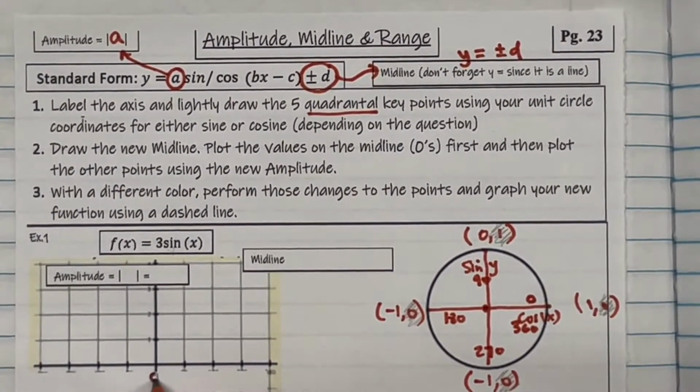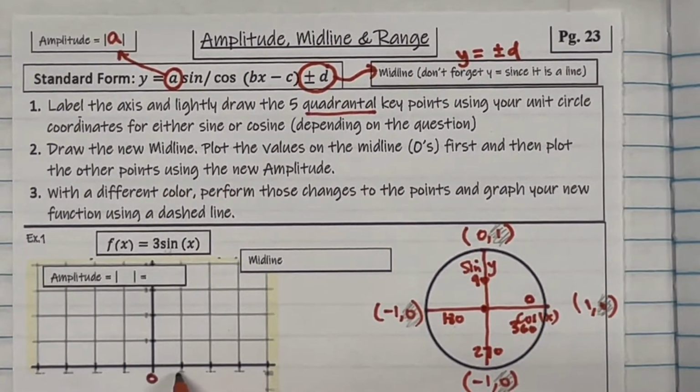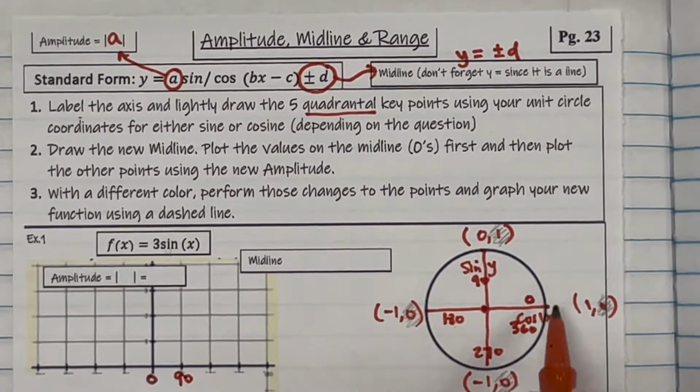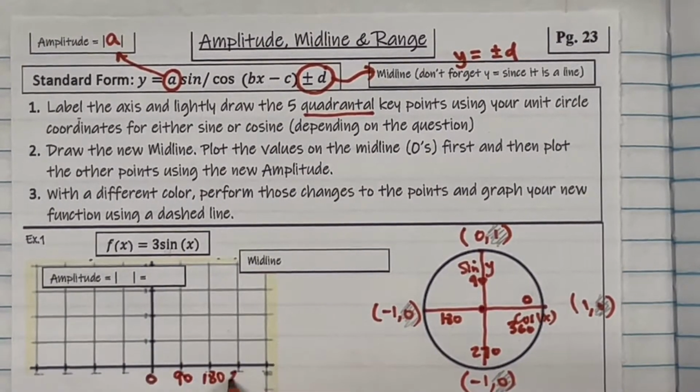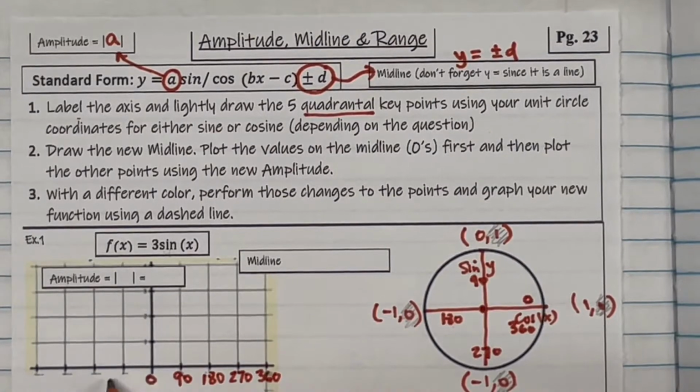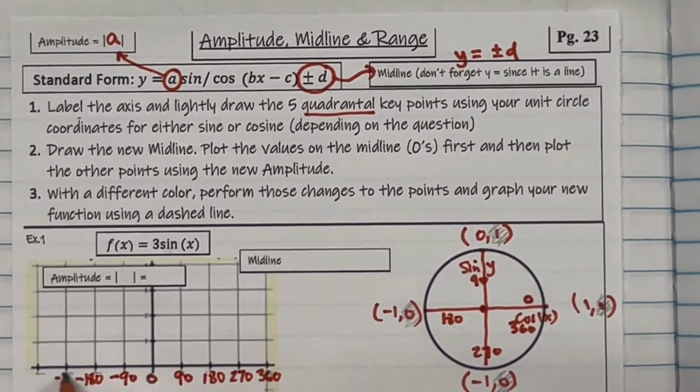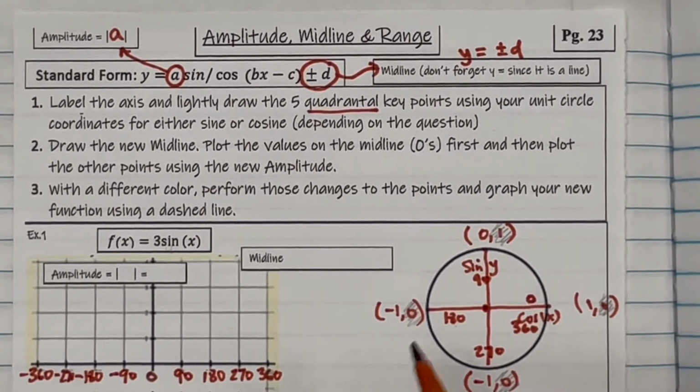So let's go ahead and label our graph. Now you can label it in degrees or in radians. I'm going to do the first one in degrees and then the second in radians. So 90, 180, what's next? 270 with my quadrantal angles, 360, and then the negative side of it. All right, then let's go ahead and graph this.